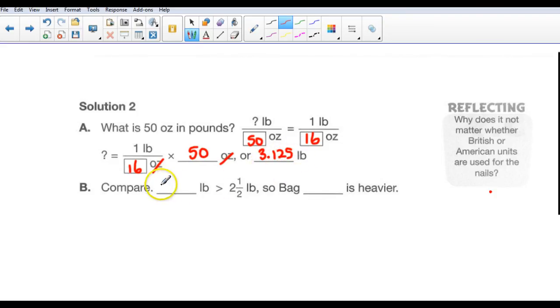So we compare. 3.125 pounds is greater than 2.5 pounds. 3.125 pounds is also the same as 3 1/8 pounds. So we can say from this way, bag 2 is heavier. So you can convert from pounds to ounces or from ounces to pounds. It doesn't matter as long as you have the conversion ratios. Okay, so go ahead and do some practice on your own.